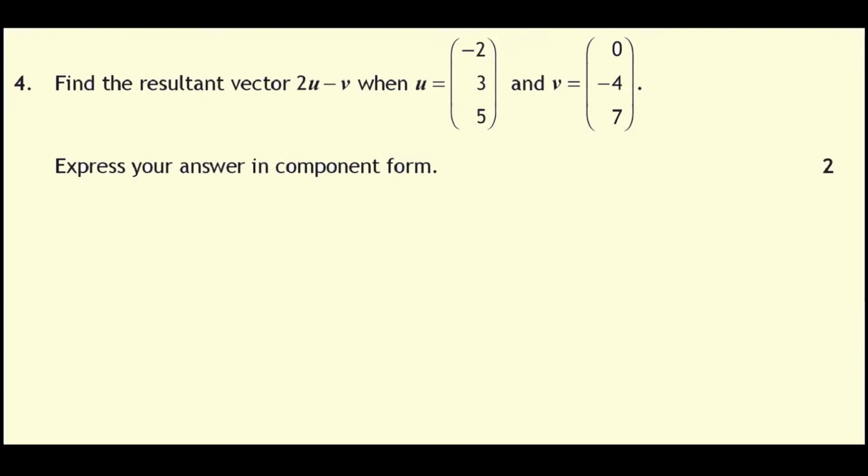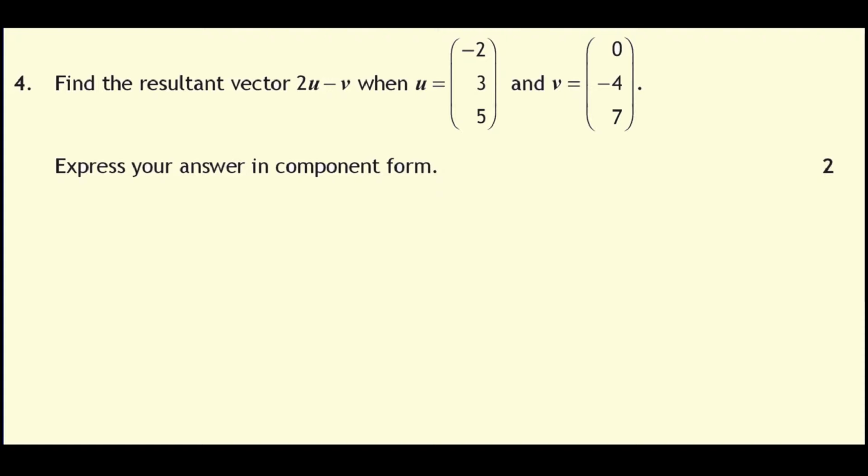Question number 4 is looking for a resultant vector 2u minus v. Dead simple here: multiply vector u by 2, and then we're going to just subtract vector v from it. The good thing about vectors is the x, y and z components don't interact in any way whatsoever.